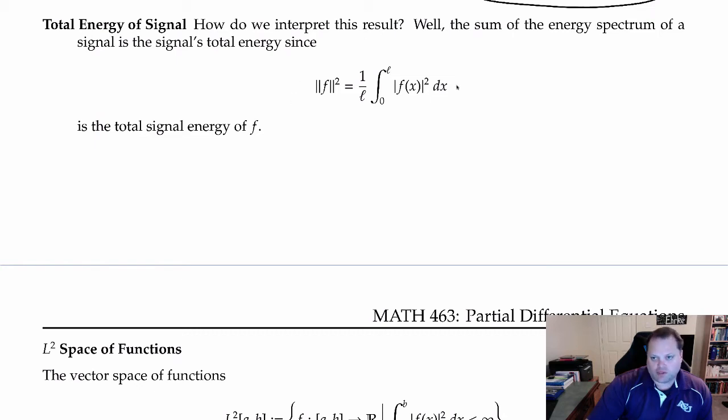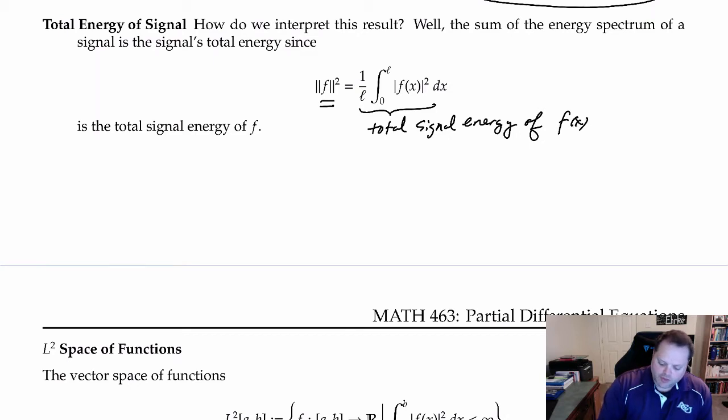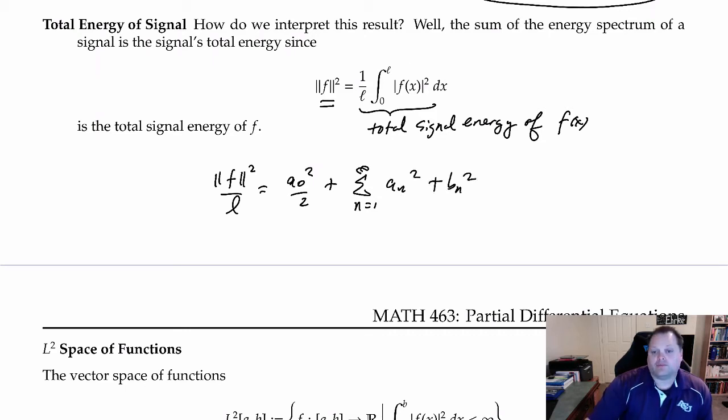So once again, how do we interpret this result, right? So the sum of the energy spectrum of a signal is the signal's total energy. So think of it this way. The norm squared is given to us by this. This is the average value of this function squared on the interval from 0 to L. This is called the total signal energy of f. And what we just proved is the total signal energy of f divided by L is equal to the sum of the energy spectrum for the full Fourier series. It's pretty cool.